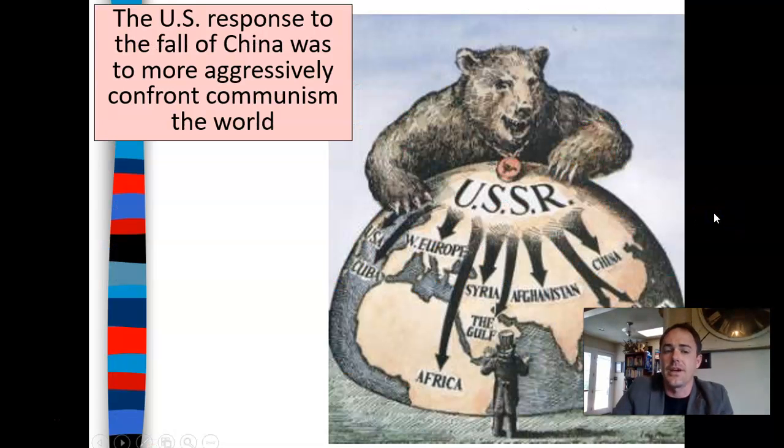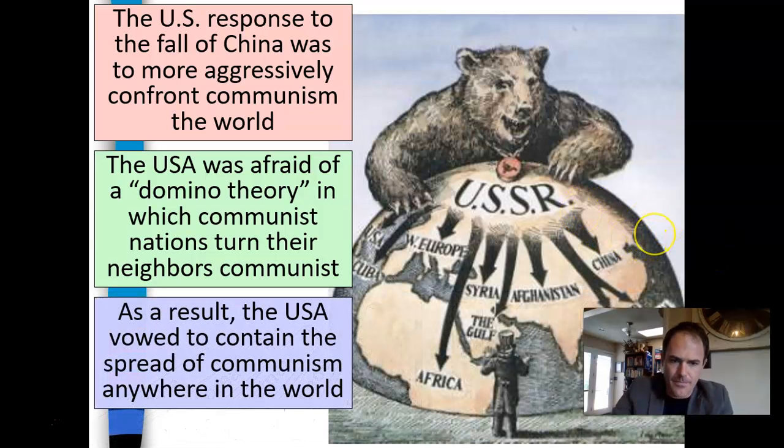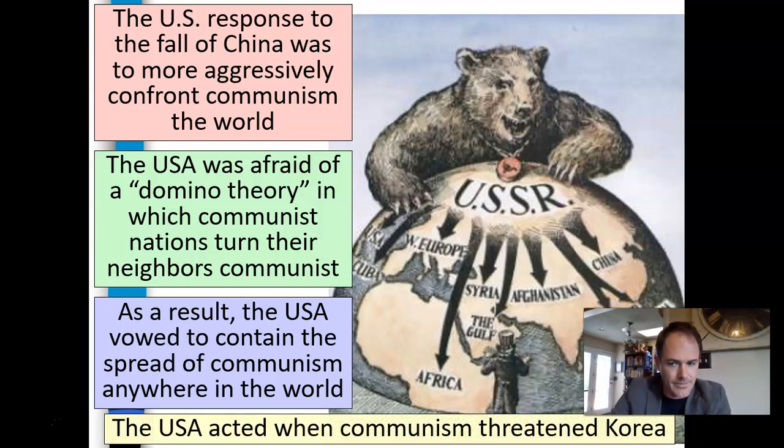Now, the U.S. response to the fall of China was to more aggressively confront communism around the world. They saw communism as a threat, spreading now not just in Western Europe, but also in East Asia. And it must be stopped because of the domino theory, that if neighboring countries become communist, then it will lead to a cascade of other countries that also would become communist too. So the U.S. vowed to contain the spread of communism anywhere in the world, anywhere. And it first acted on this vow when communism threatened Korea.